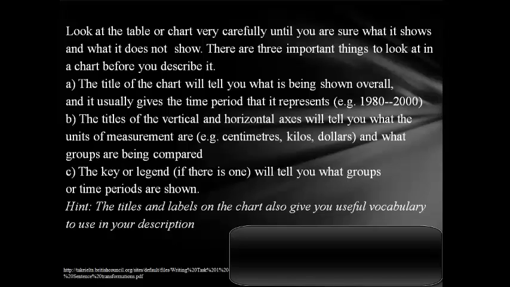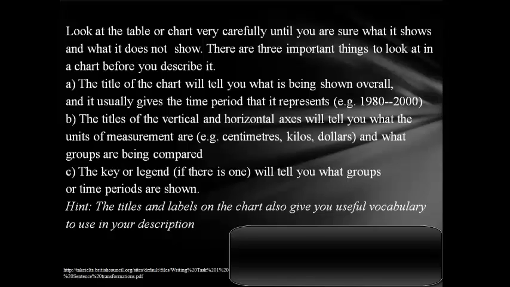Next, look at the table or chart very carefully until you are sure what it shows and what it doesn't show. There are 3 important things to look at in a chart before you describe it. Number 1, the title of the chart will tell you what is being shown overall, and it usually gives the time period that it represents. For example, from 1980 to 2000.